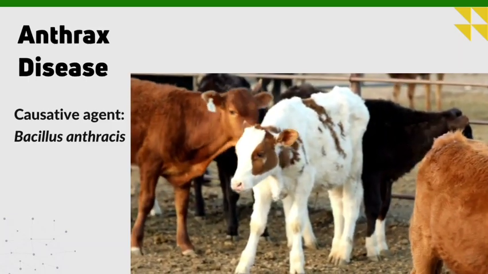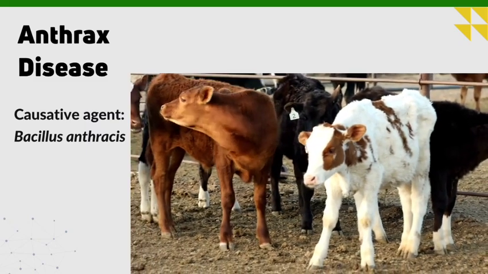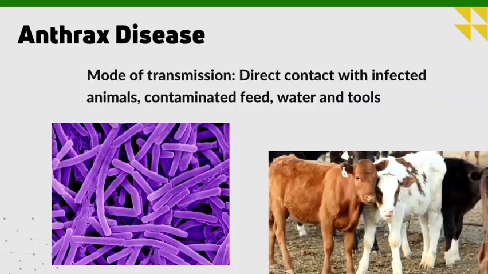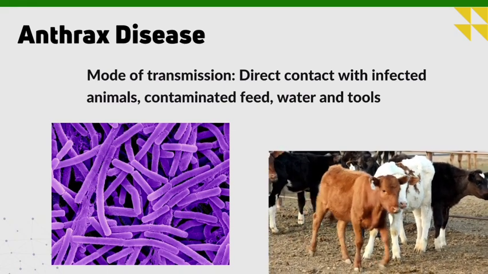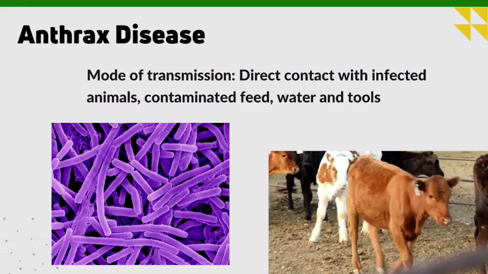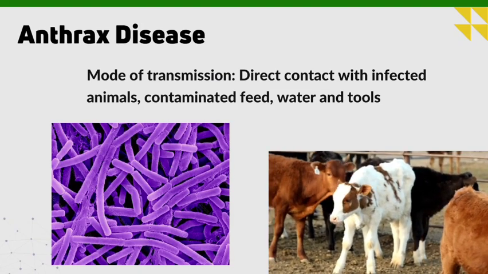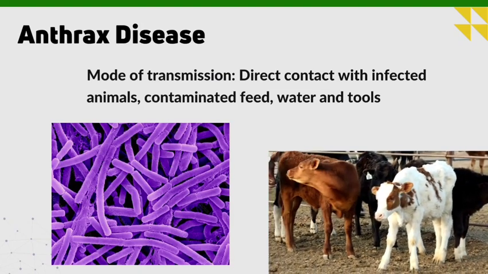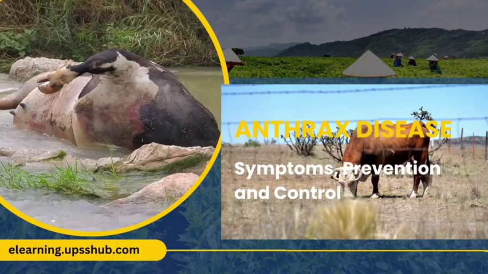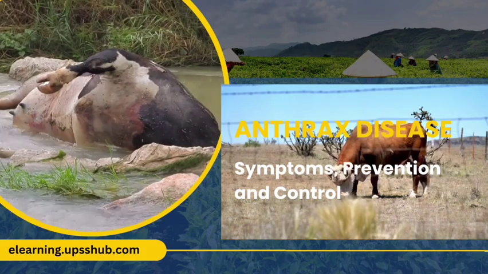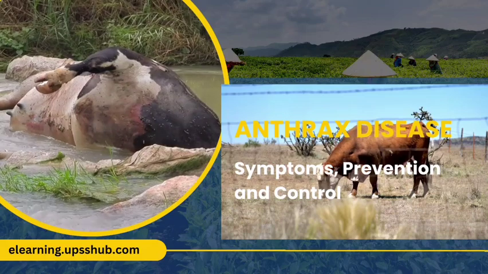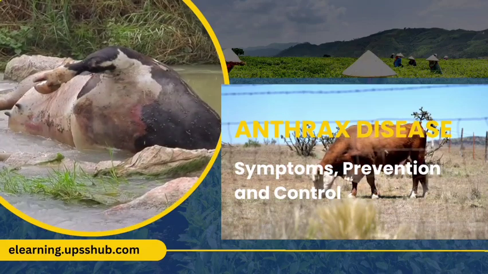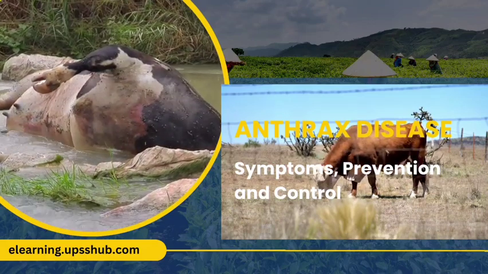Now, anthrax disease is a very deadly disease. It's a zoonotic disease. That is, it can be transferred from animal to human, and it is caused by Bacillus anthracis. Now, mode of transmission is by direct contact with infected animals. It's also contaminated feed, water, and tools. Now, symptoms, prevention and control.